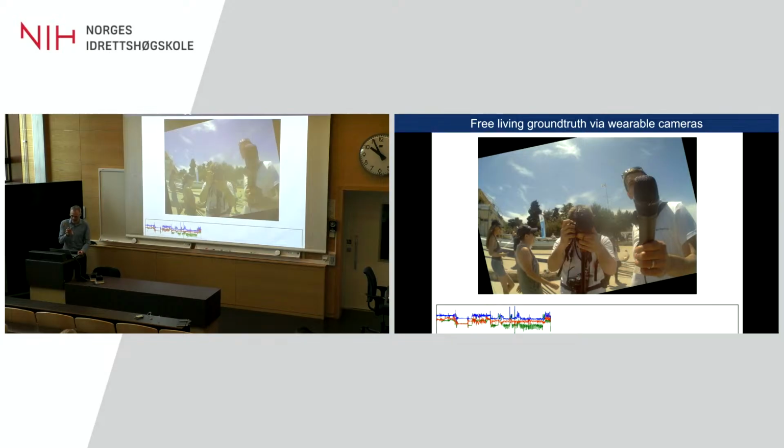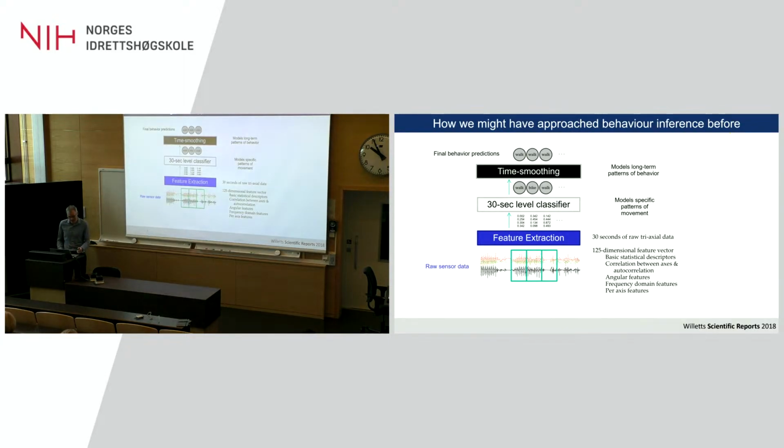So it's very good for behavioral classifications, but probably not as good, I would argue, for physiological constructs such as MVPA time. So it's certainly a weakness. So how might we have taken computational approaches to this before?